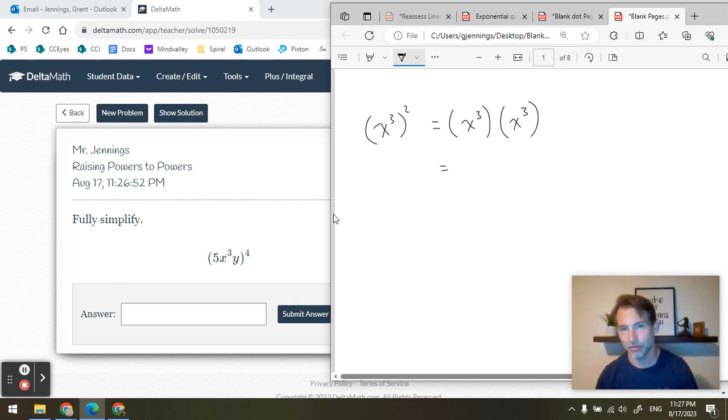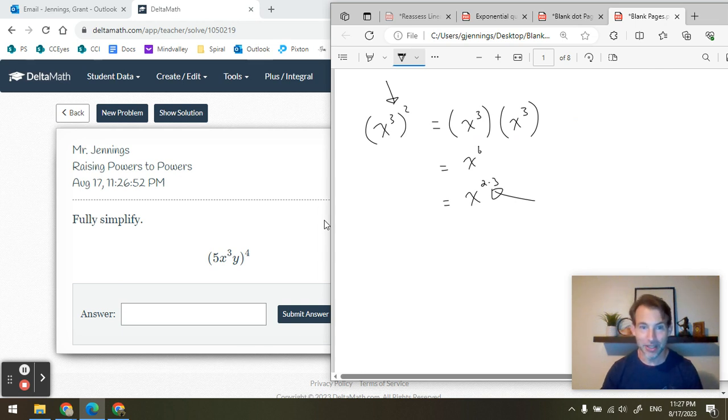If I then expanded that, that'd be triple x multiplied by triple x, which we don't need to get into because I remember that I can just add those exponents together. So this is x to the 3 plus 3, or x to the 6. But we could have also just noticed that that's 2 sets of 3. Another way of thinking about that is x to the 2 times 3. So in these cases, we can multiply the exponents. So this is x to the 2 times 3, or x to the 6.